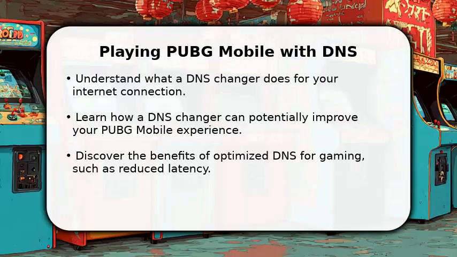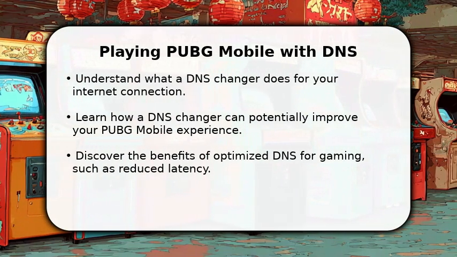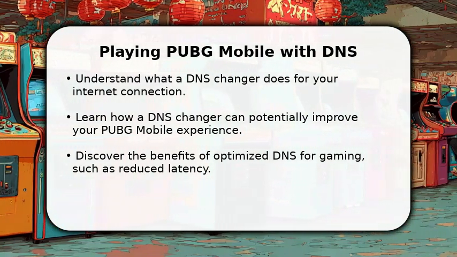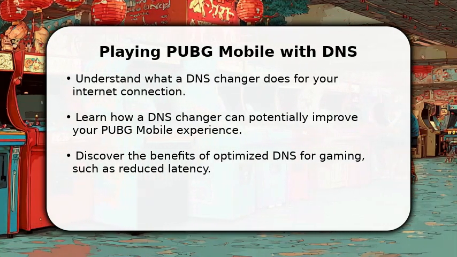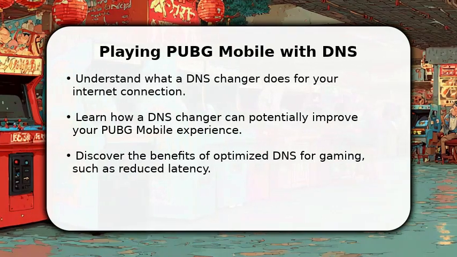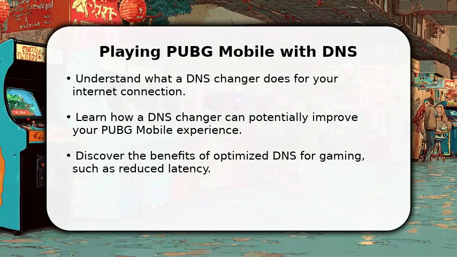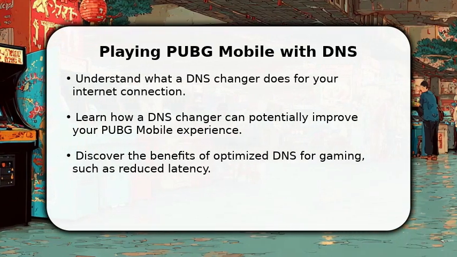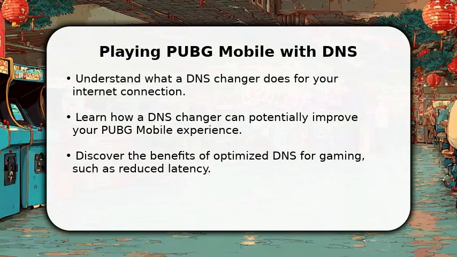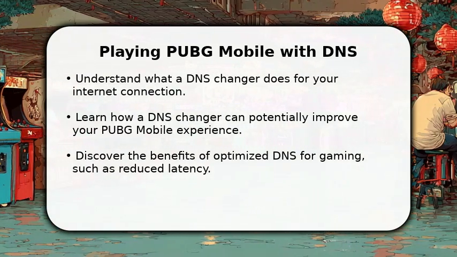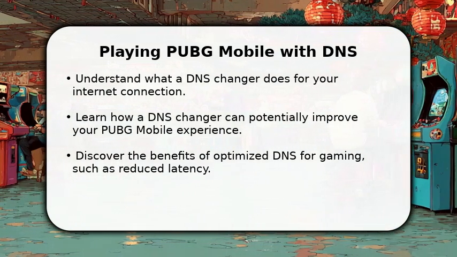Please enjoy the video. In this video, I will explain how to play PUBG Mobile with a DNS changer. A DNS changer can significantly optimize your internet connection, potentially leading to a smoother gaming experience. By routing your requests through faster, more efficient servers, you might notice reduced latency and fewer frustrating lag spikes. This simple tool aims to enhance your gameplay by providing a more stable and responsive network environment, giving you a competitive edge in every match.